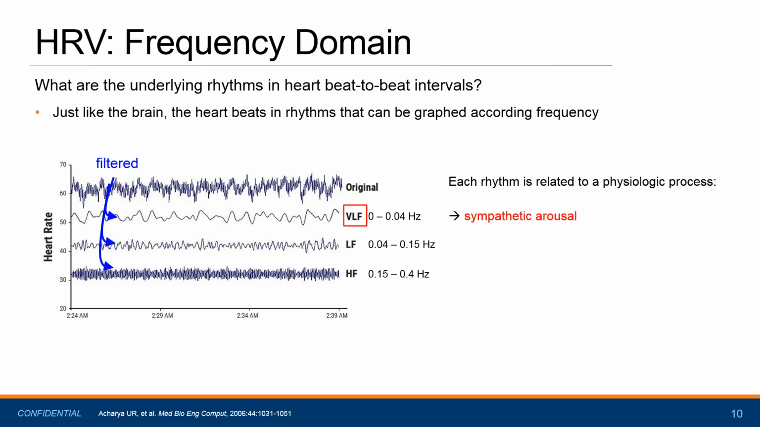So tons of research has shown that activity in the VLF range is representative of sympathetic arousal, whereas activity in the high frequency range is representative of parasympathetic arousal. And then in the middle, you have balanced autonomic arousal, where you can shift easily between sympathetic and parasympathetic, and that's really where we want to be.